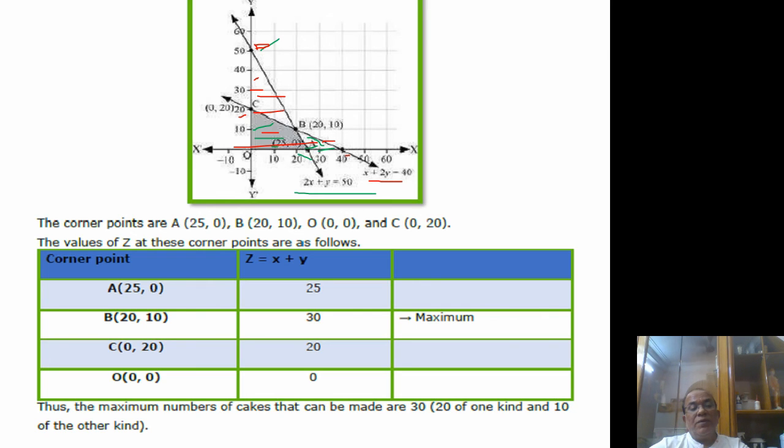So when you put 25 comma 0, that is the A point, in x plus y, 25 plus 0 is 25. Then we put 20 comma 10, so x plus y, 20 plus 10 is 30. Then the third point is 0 comma 20. So when we put 0 plus 20, the answer is 20, and 0 comma 0, the answer is 0.